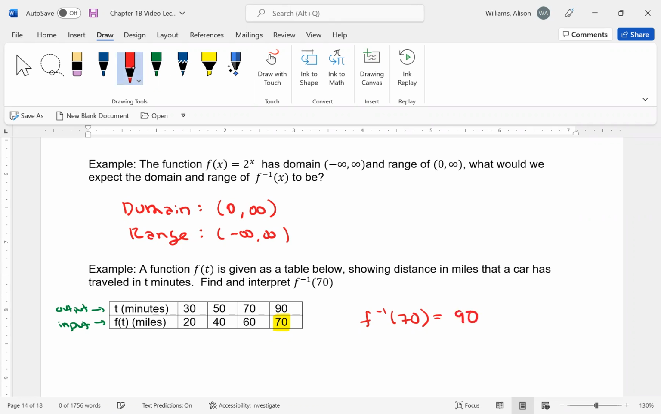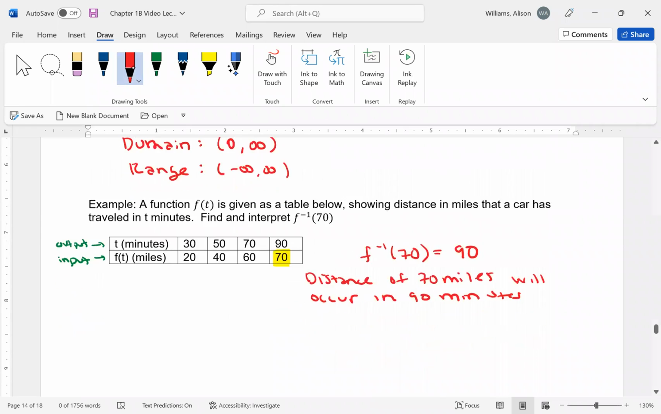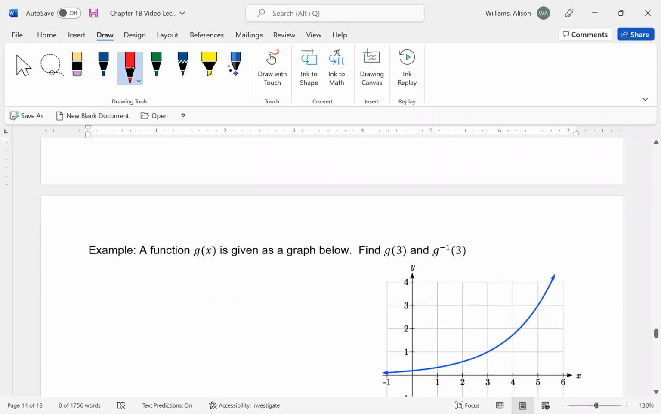So what that's saying is if we are going a distance of 70 miles, a distance of 70 miles will occur in 90 minutes, which is basically saying the same thing as f. It's just saying it in reverse. All right, let's look at another example.